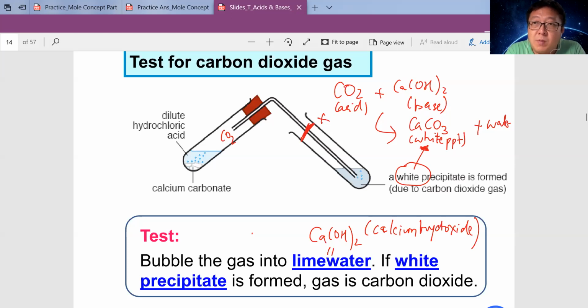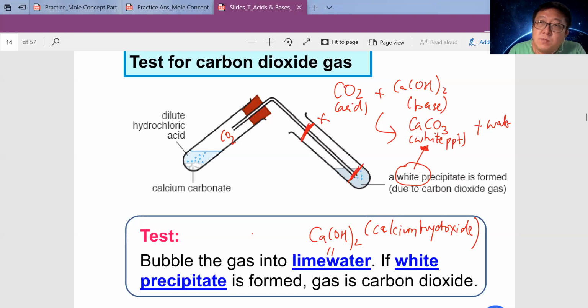Can you see the white PPT clearly? No. Instead, you see a lot of cloudiness. I can tell you during the practical exam, if you do that, you cannot even tell whether the cloudiness is really calcium carbonate forming. Why would you want to do that? Use as little as possible.